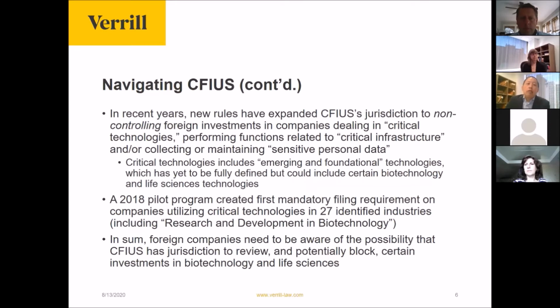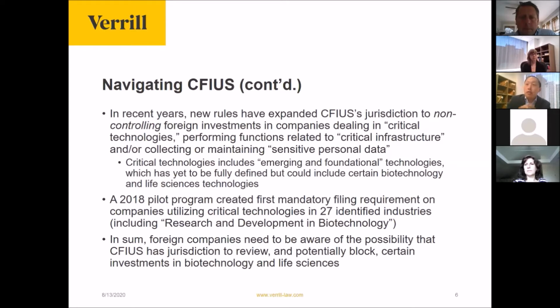So how does CFIUS impact the life sciences companies specifically, right? So in recent years, new rules have significantly expanded CFIUS's jurisdiction to non-controlling foreign investments and businesses dealing with critical technologies, critical infrastructure, or sensitive personal information. And historically, control of the U.S. company was a condition of CFIUS review, so this is a pretty big change.